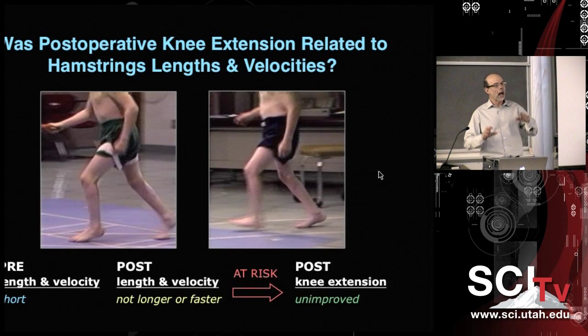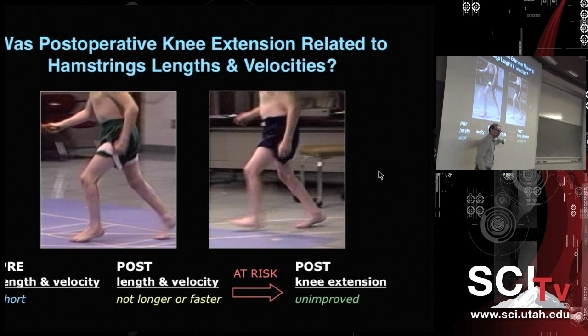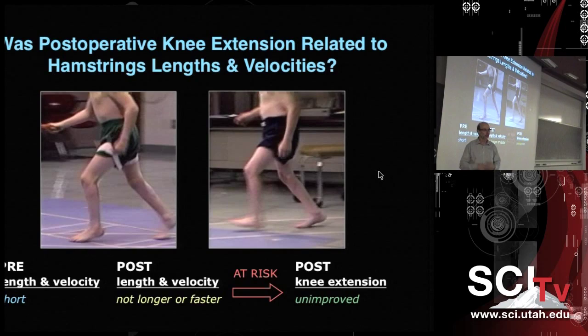Okay, so I show you these case studies, not just to show you case studies, but because there were statistically significant trends for all of these. When the hamstrings were short and they didn't get lengthened, they didn't get longer and faster, they tended not to get better. So I'm showing you case studies because it's prettier than bar charts, but those were statistically significant trends.